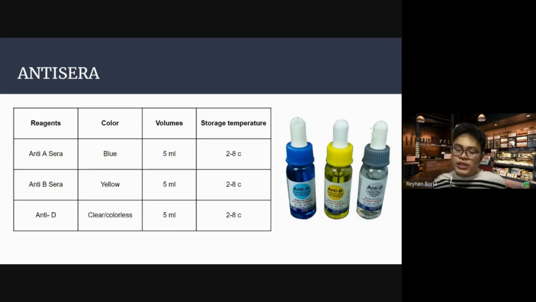Sino naman yung universal recipient? So yung universal recipient natin is your AB patient. Okay? AB patient. Kasi meron siyang antigen A and B, and wala siyang antibody. So kapag sinalin mo siya ng RBC na O, walang problema. Pag sinalin mo siya ng A, walang problema. Pag B, walang problema. But remember this, guys.